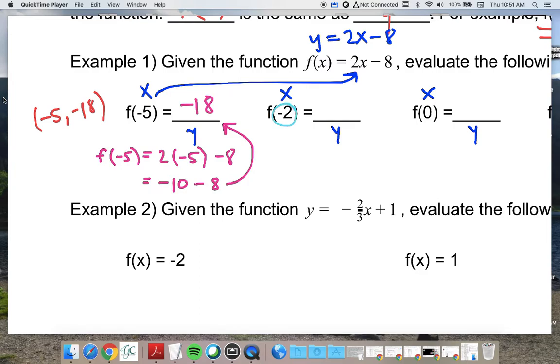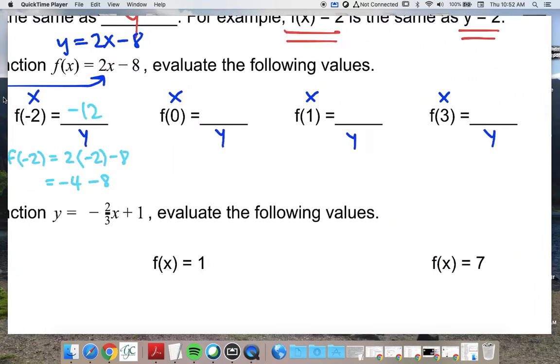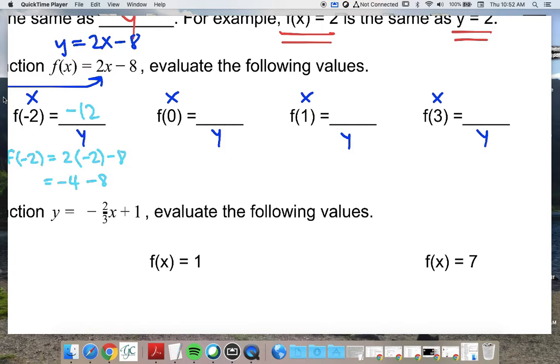We're going to plug in negative 2 for x this time. So f of negative 2 is equal to 2 times negative 2 minus 8. 2 times negative 2 is negative 4. Minus 8 gives us negative 12 as our y value. Moving on, we're going to plug in 0 this time. So f of 0 will be 2 times 0 minus 8. Anything times 0 is 0, so 2 times 0 is 0, minus 8 gives us negative 8 as our y value, so that would be the ordered pair 0, negative 8.